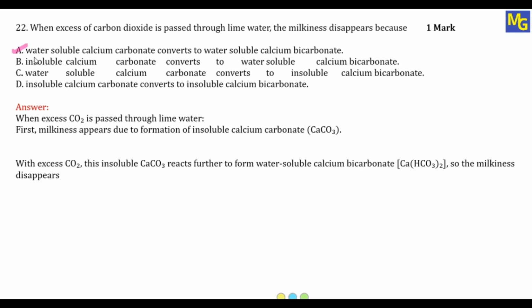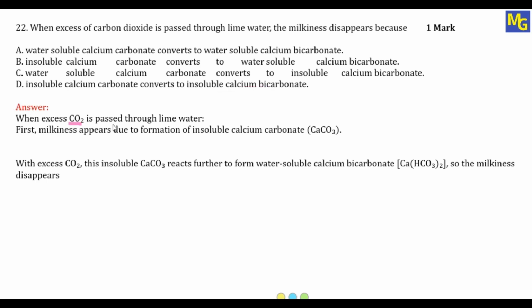Option A, water soluble calcium carbonate converts to water soluble calcium bicarbonate. Second one is insoluble calcium carbonate converts to water soluble calcium bicarbonate. C, water soluble calcium carbonate converts to insoluble calcium bicarbonate. And D is insoluble calcium carbonate converts to insoluble calcium bicarbonate. So these are the 4 options which are given. Now we will see the answer.